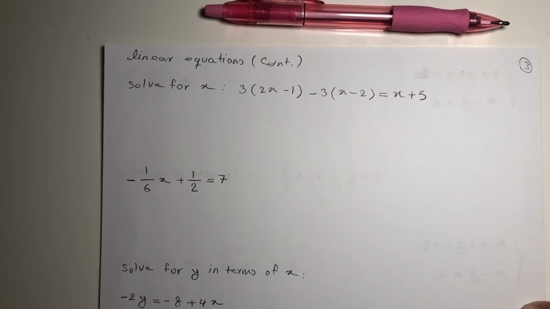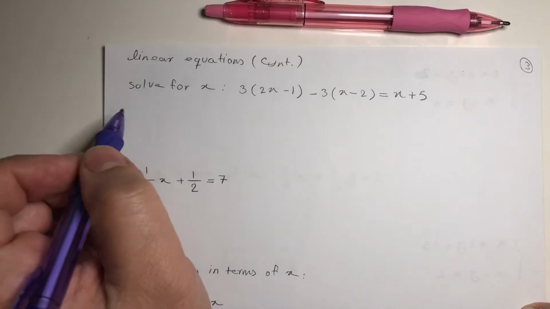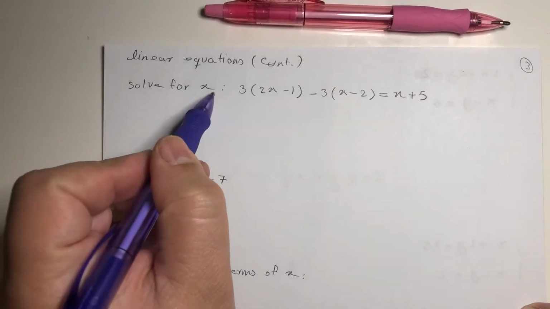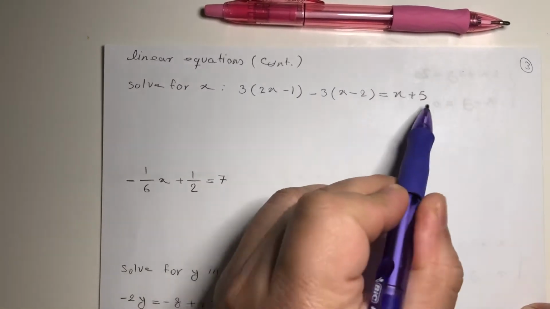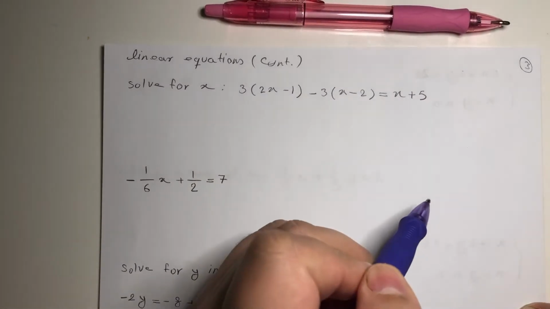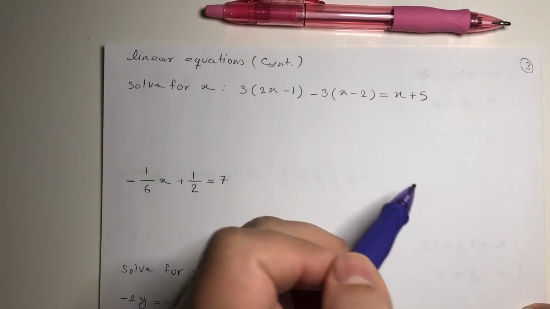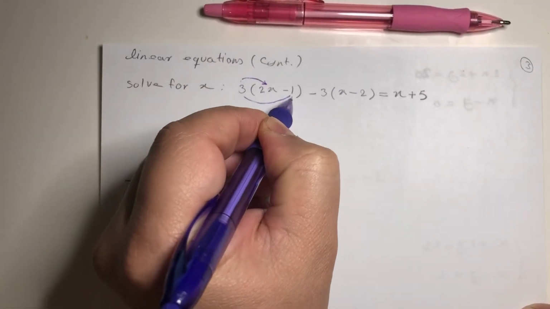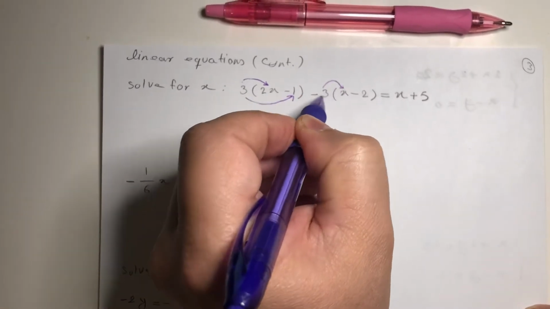Today we continue the lessons by solving some more linear equations. Let's take a look at the first example that we have here. We want to solve for x, and the equation is this. So the first thing we need to do is to distribute these multiplications among the terms in the brackets.